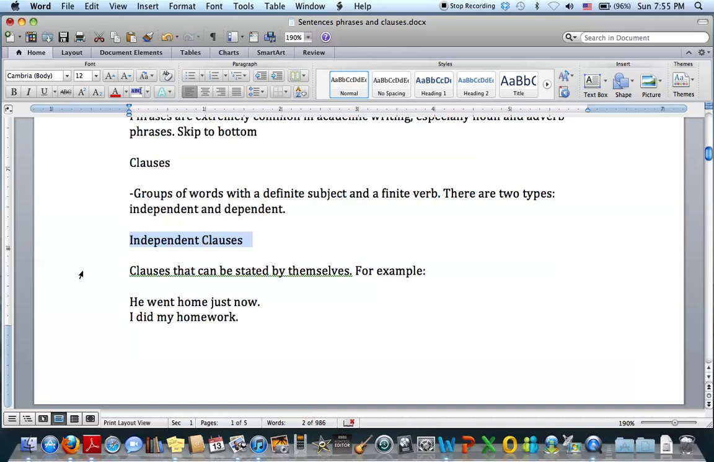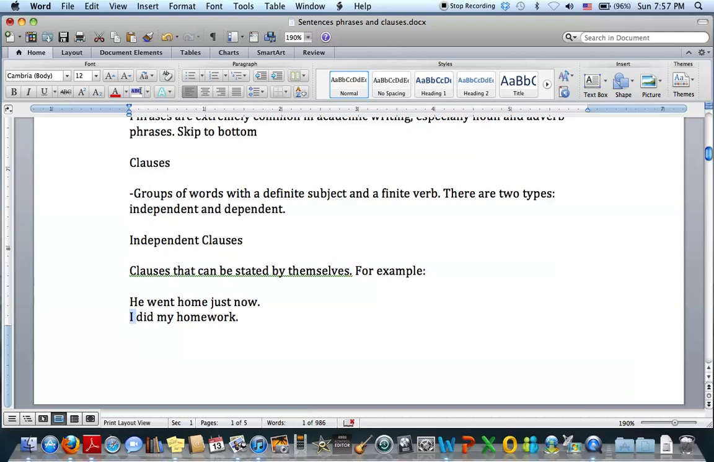Independent clauses. These are just clauses that can be stated by themselves. You can say them and you're done. You can put a period at the end of it. That's basically the way to remember them. If you can put a period at the end of it, just a little dot, okay, great. You got yourself an independent clause. Here's an example. He went home just now. Nice and simple. We have a subject, he. We have ourselves a verb, went. And there you go.